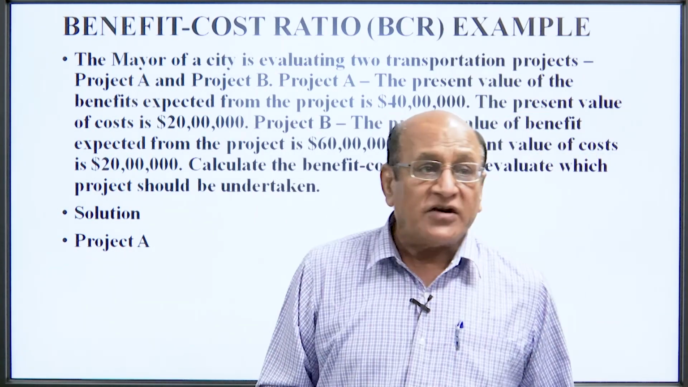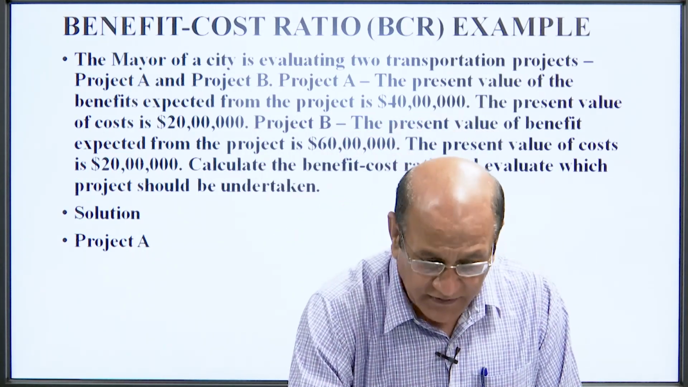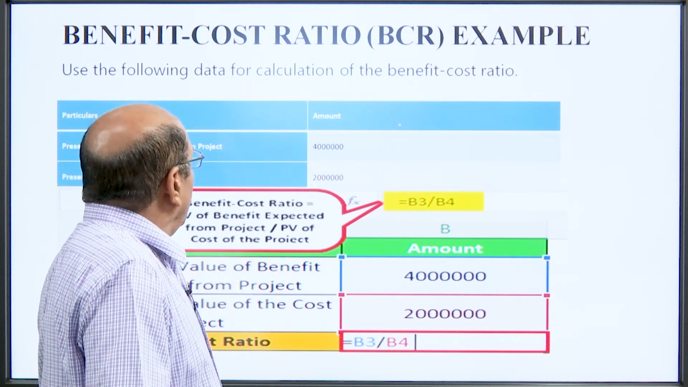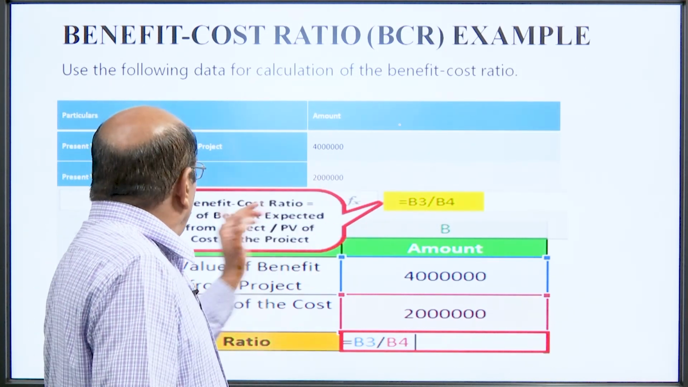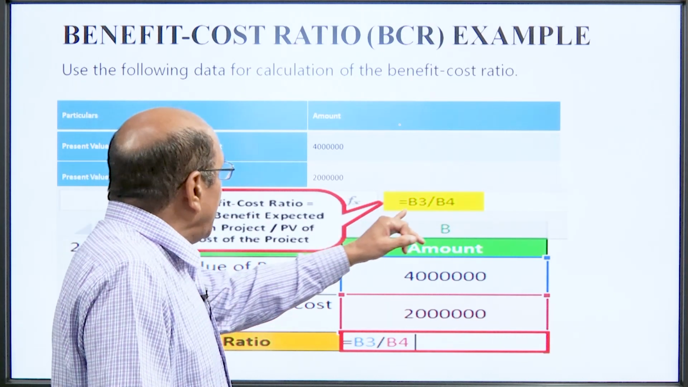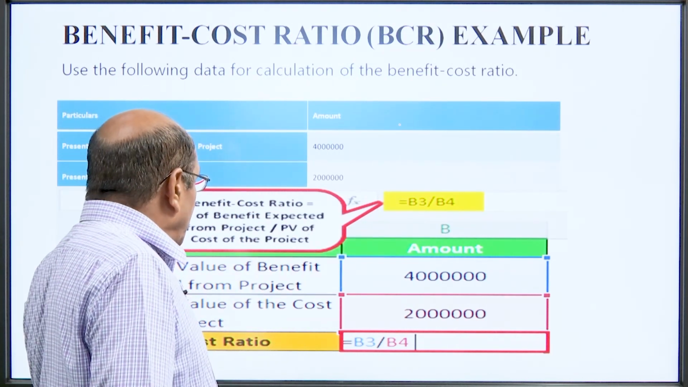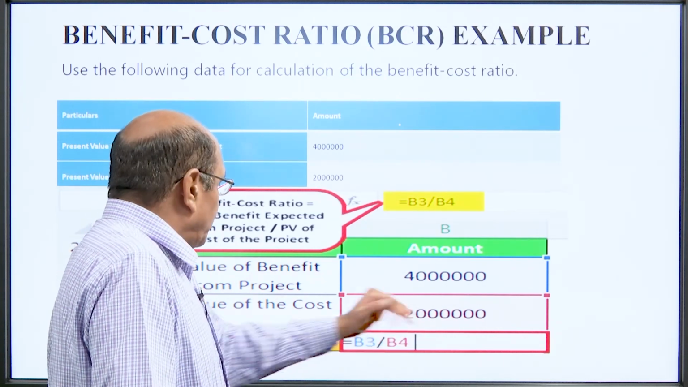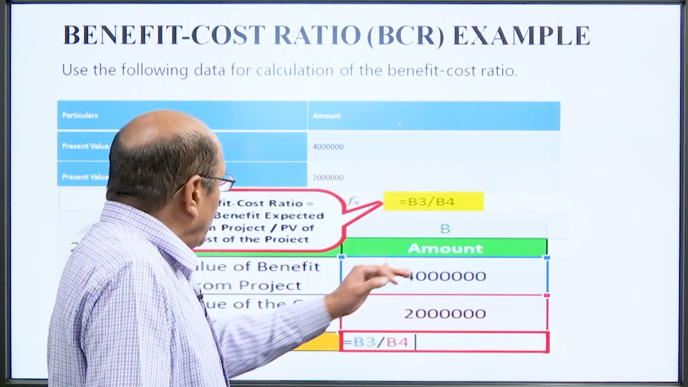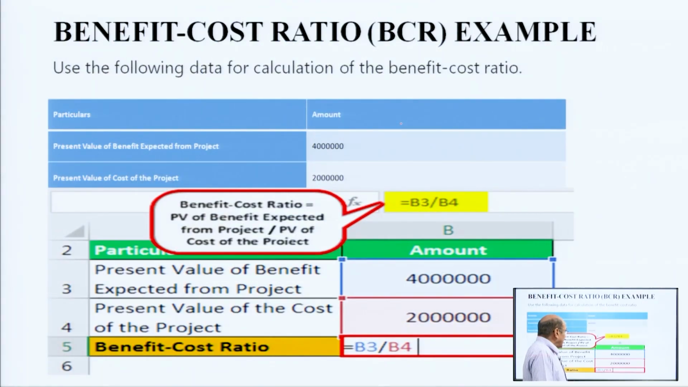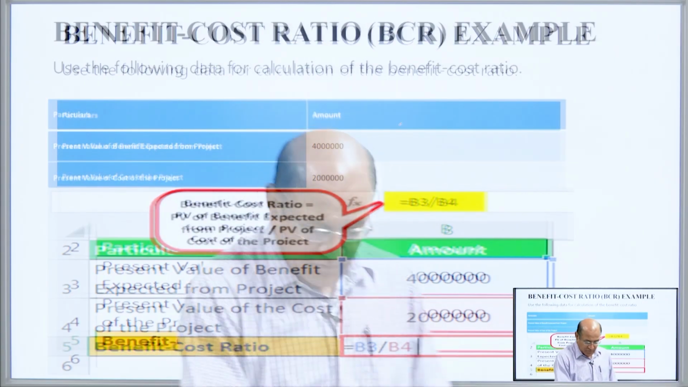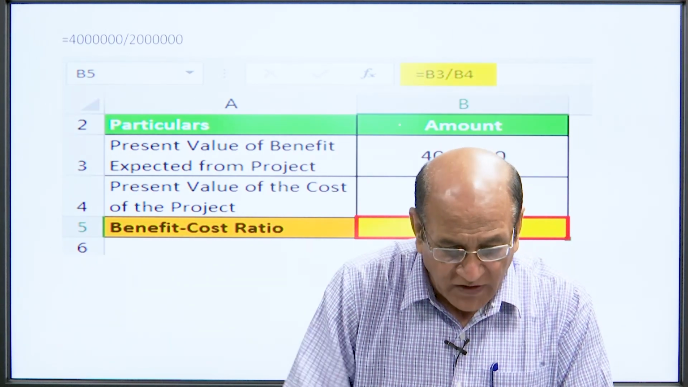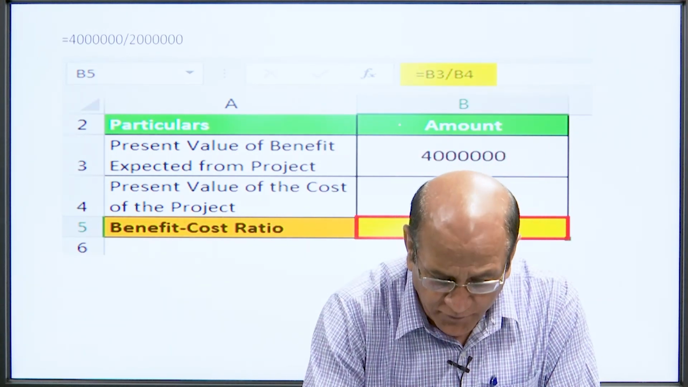So, for project A, we can see here 40 lakhs, 20 lakhs. So, the benefit cost ratio will be B3 by B4. Here the benefit amount is 40 lakhs and the cost is 20 lakhs. So, the benefit cost ratio will be 40 by 20, that will be 2. So, here the benefit cost ratio is 2.